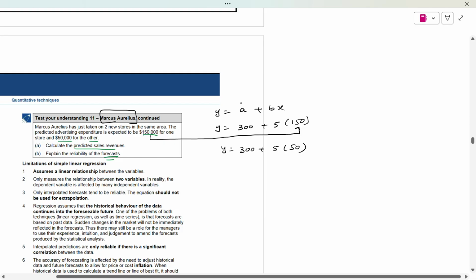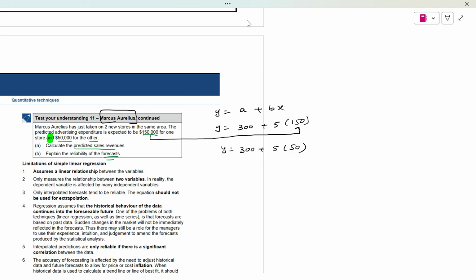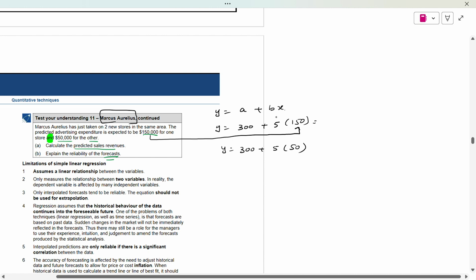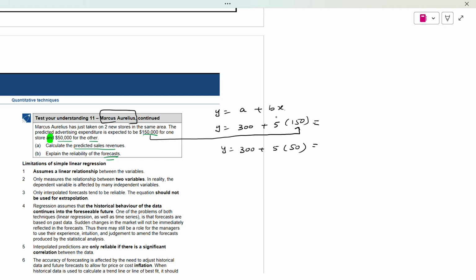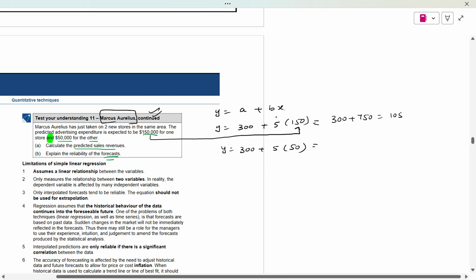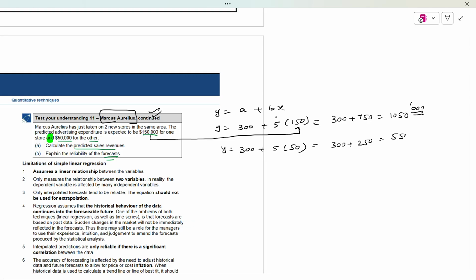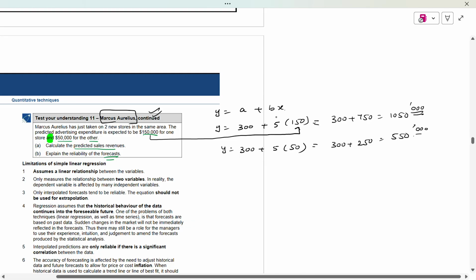They have put the word "and" here, so there are two things. We have taken this equation from the previous question, Marcus Aurelius continued. How much will we get? 300 plus 750 comes to 1050, in thousands. And this is 300 plus 250, which comes to 550. Are you clear about this? Yes.